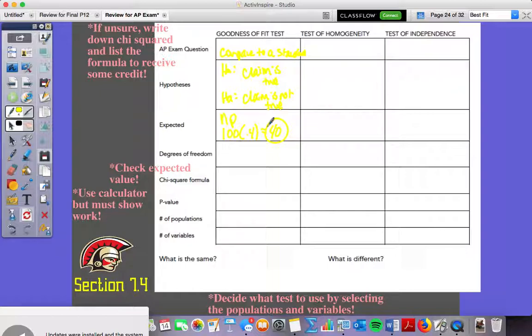That's expected, okay? The degrees of freedom on this would be simply categories minus 1, not sample size. That's a little different. I want to make sure that that's clear. Categories minus 1, not sample size minus 1, okay? So if I had 4 different categories, that'd be a degrees of freedom of 3.